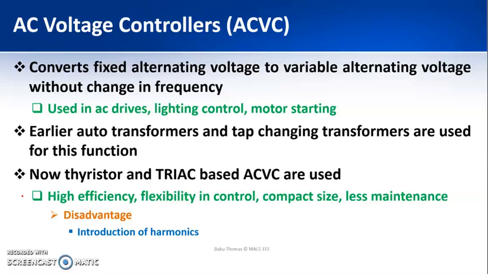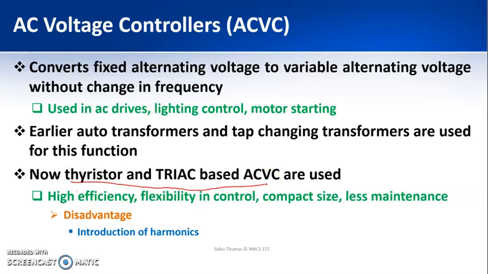It is basically used in AC drives, in lighting control, and also for motor starting, and auto transformer starting you can just think about. With the advent of technology and the new devices being introduced, these auto transformers and tap changing transformers are not commonly used nowadays. They are being replaced by thyristors and triacs as AC voltage controllers.